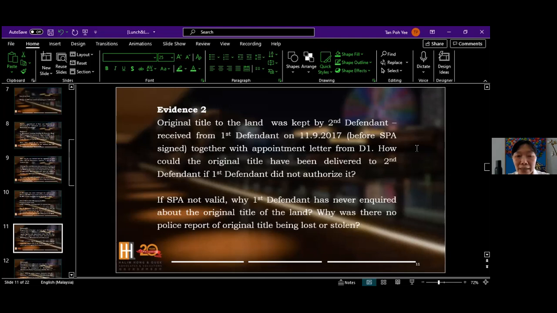If the sale and purchase is not valid, then why has the first defendant never inquired where the original title of the land is? Why was there no police report? If it was lost, stolen, or misplaced, why was there no police report of the original title being lost or stolen? That's the question.